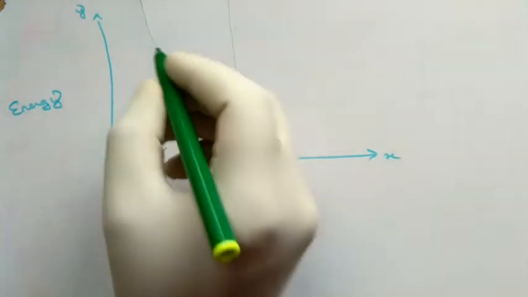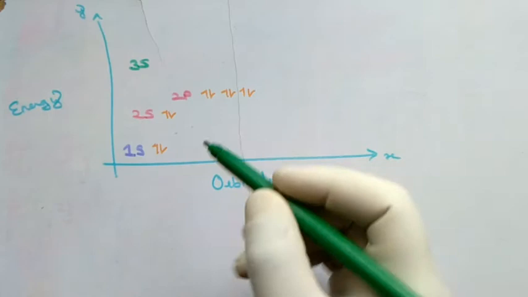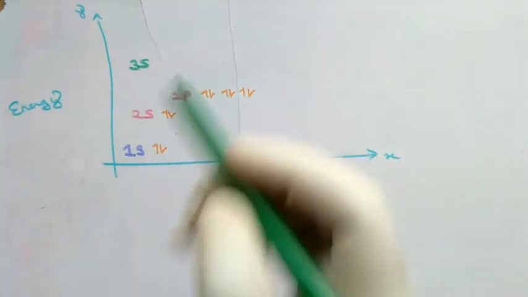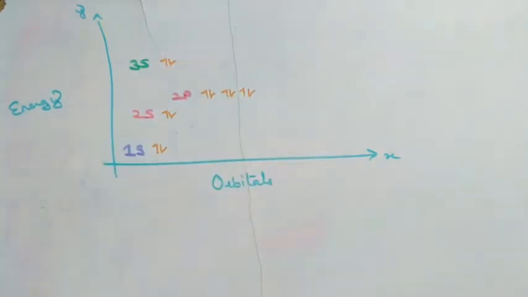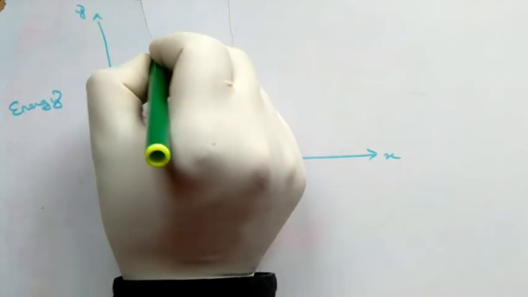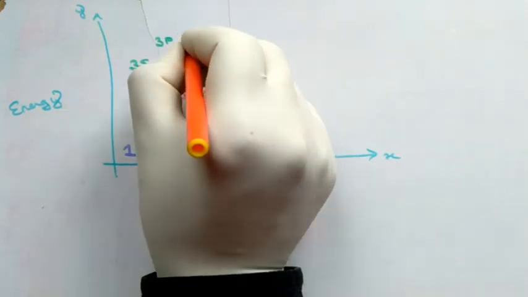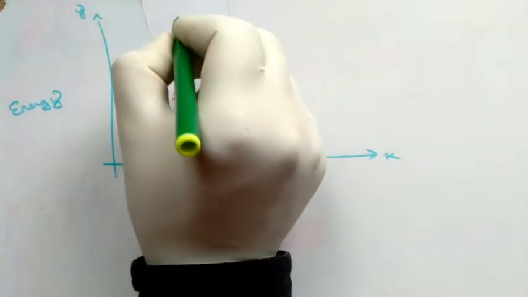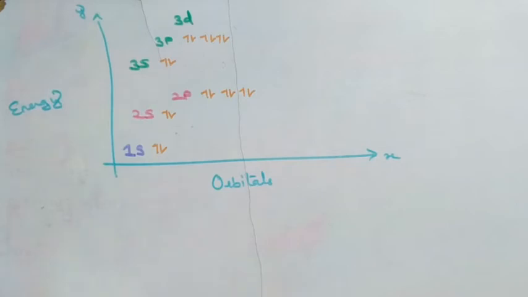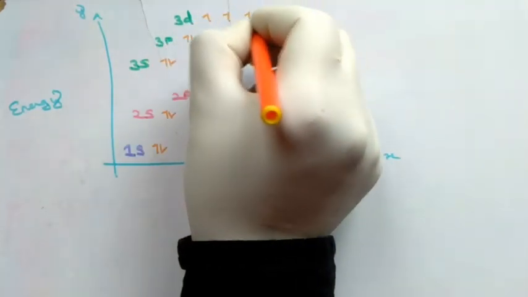Next, third shell. In the third shell there are 3 subshells. First one, 3s. 3s is higher in energy than 1s, 2s and 2p. In s-type there is only 1 orbital, so maximum 2 electrons can occupy. The next subshell is 3p. In 3p there are 3 orbitals, so maximum 6 electrons can occupy. And there is one more subshell in the third shell, that is 3d. In 3d there are 5 orbitals, so maximum 10 electrons can occupy. So the energy is increasing in this order.